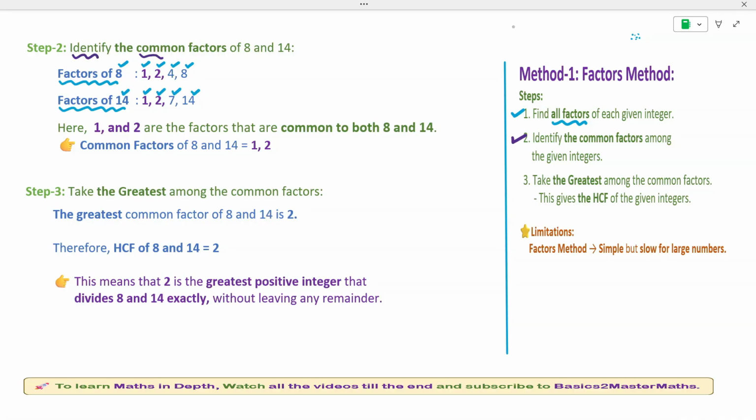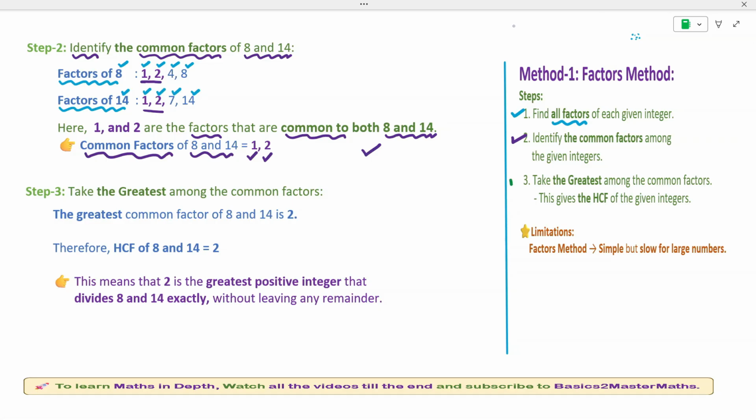Identify the common factors of 8 and 14. Observe here, 1 and 2 are the factors that are common to both 8 and 14. Therefore, common factors of 8 and 14 are 1 and 2. Got it?